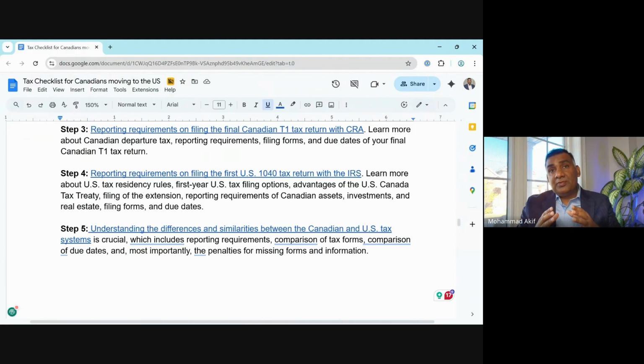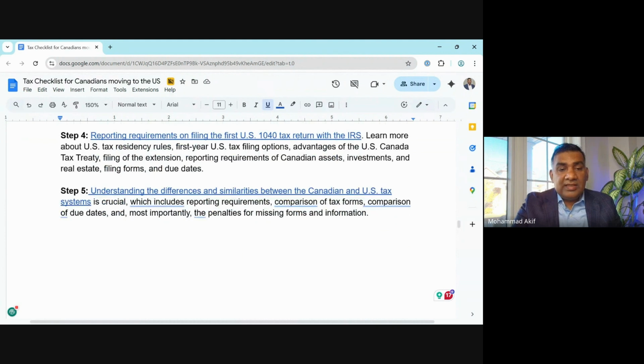And first year reporting is the most complex, right? So make sure we understand reporting forms on the Canadian side and reporting forms on the US side. And then again, find out the differences between the timings, how the system works, what they're trying to tax you on, and where reporting is required, so you can plan. Planning is the key here.